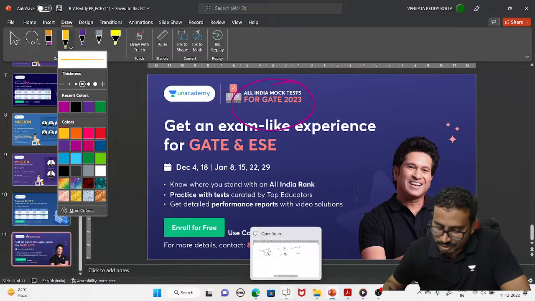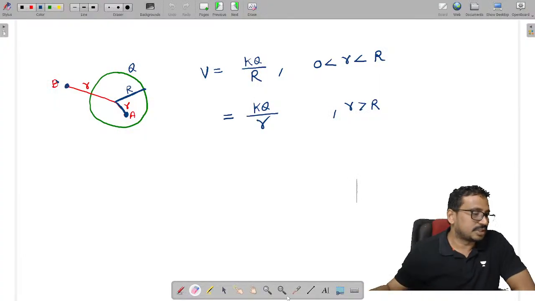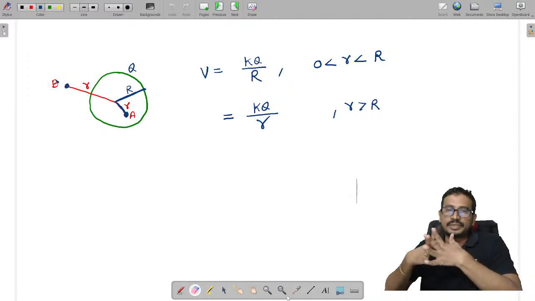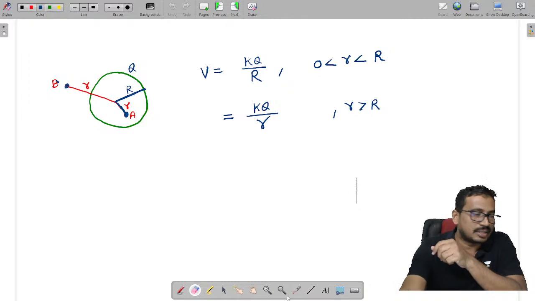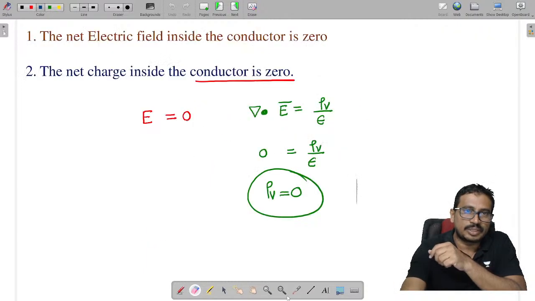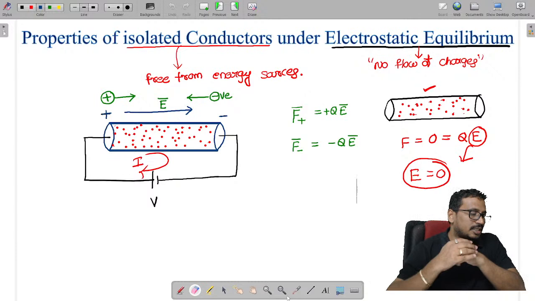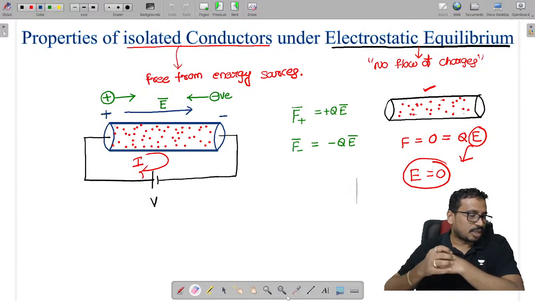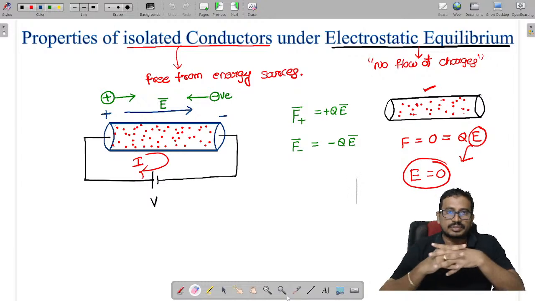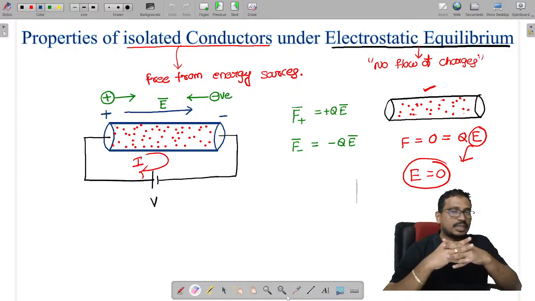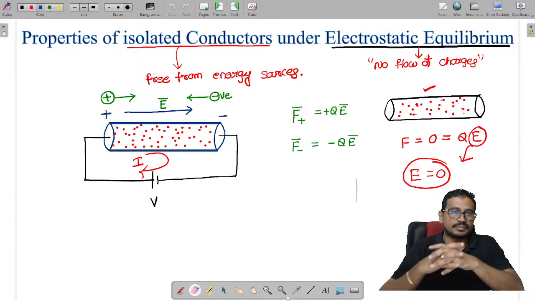Right. Let's continue our discussions. In the last class, we discussed the potential inside the conductor, and all the properties of an isolated conductor. Tell me, if you have any doubt in the properties, let me know. The properties of an isolated conductor under electrostatic equilibrium conditions.